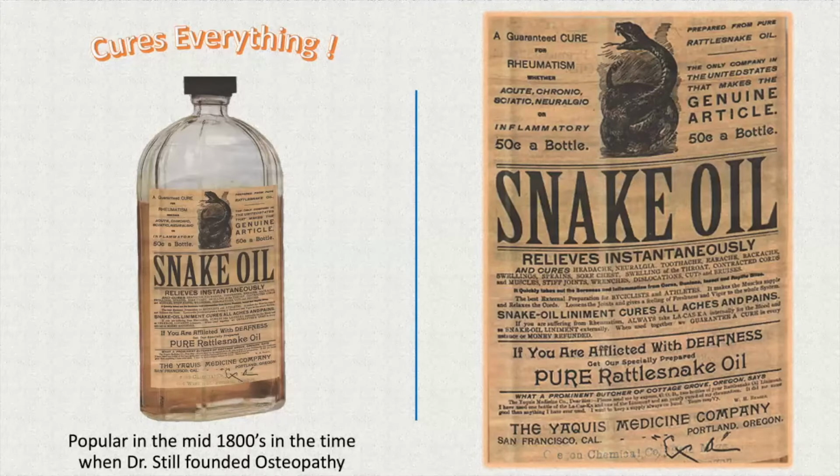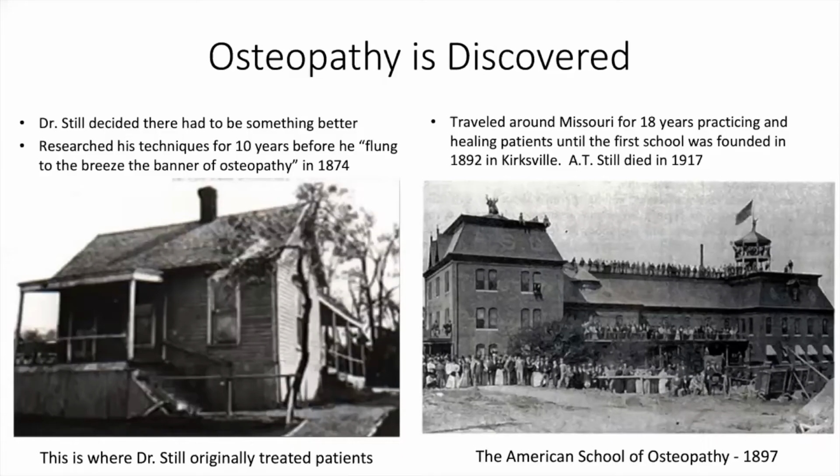So this is what was prominent at the time of A.T. Still, and he said there has to be a better way. What he did was, he was an MD, that was his background. He continued to research anatomy and physiology. And then he decided that this brand of manipulation that he was going to do, he wanted to give it a name to differentiate it from traditional MD medicine. And so he called it osteopathy in 1874.